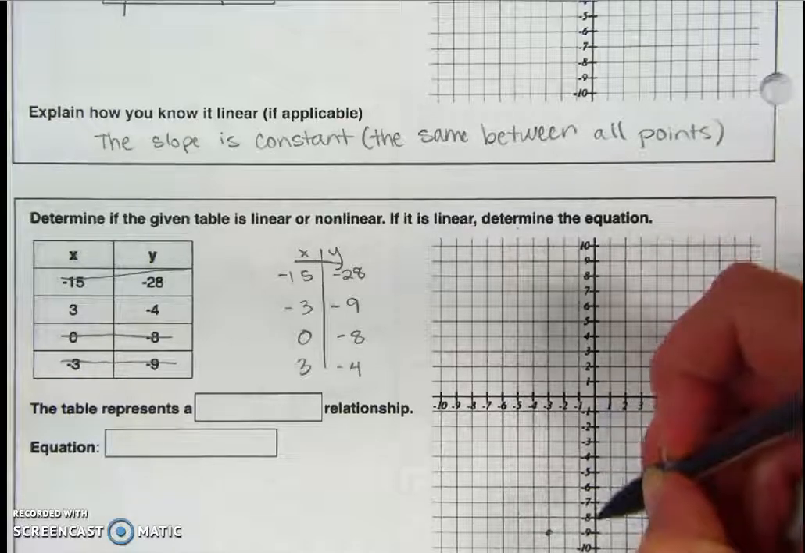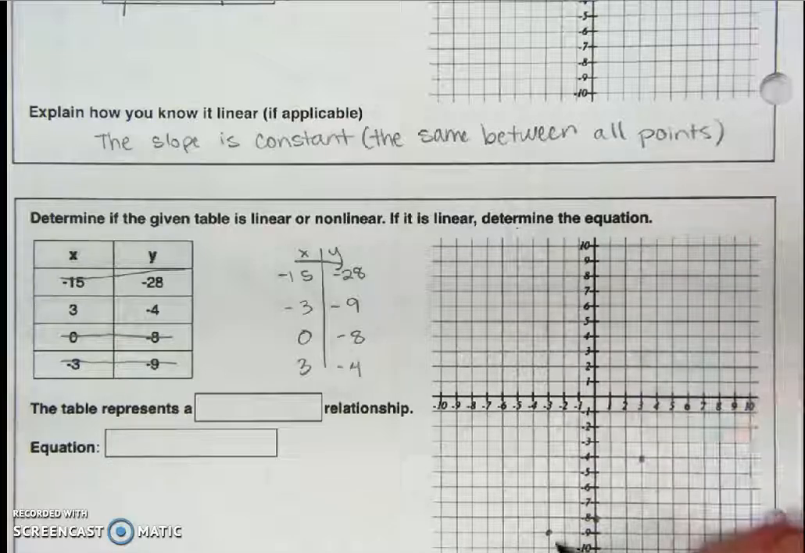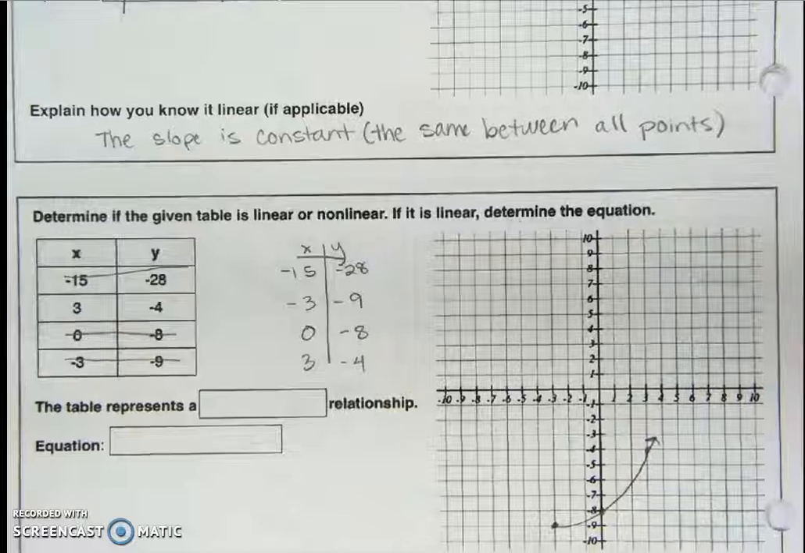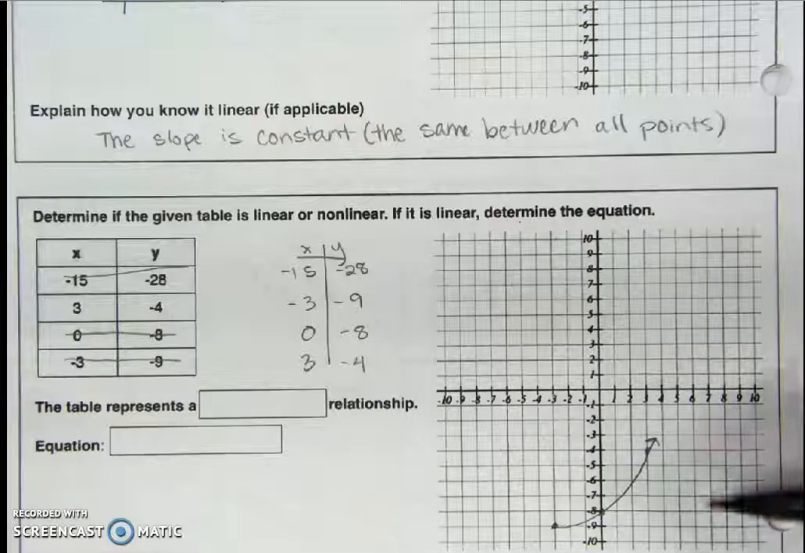0, -8 is right here. And then 3, -4 is over here. So already I'm seeing that it does this. Okay, so that already is telling me that it might not be linear. It doesn't look like I can connect those with one straight line. But let's check with the numbers.